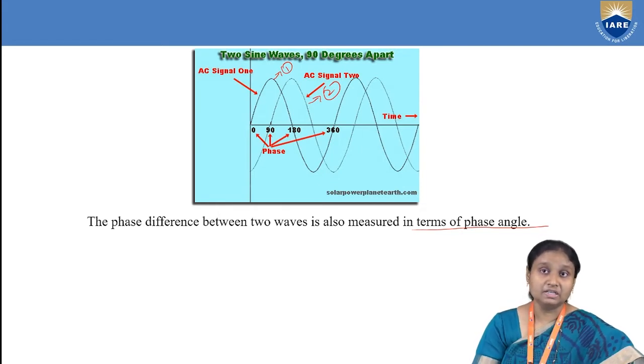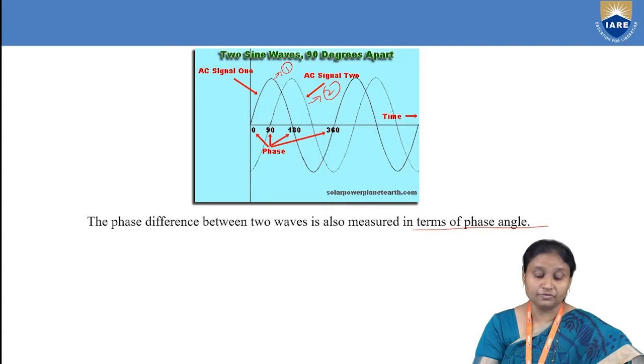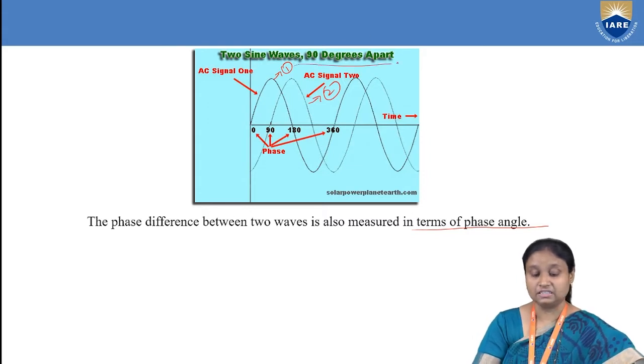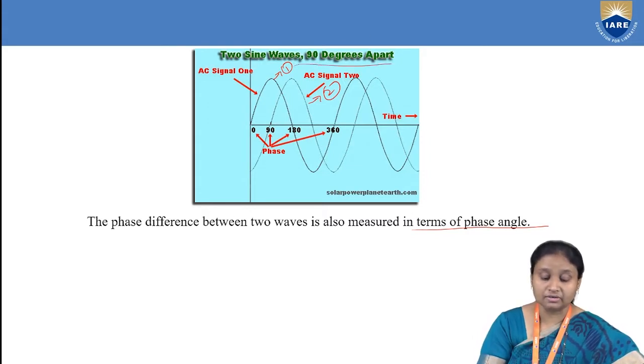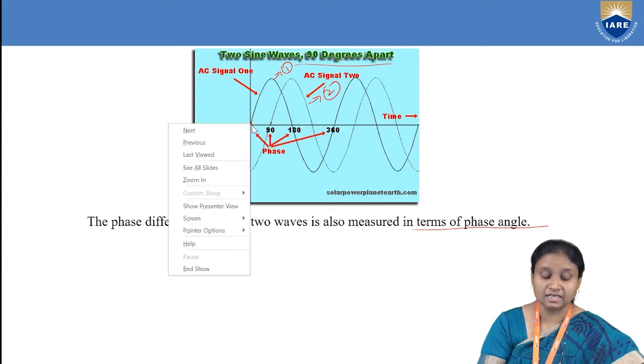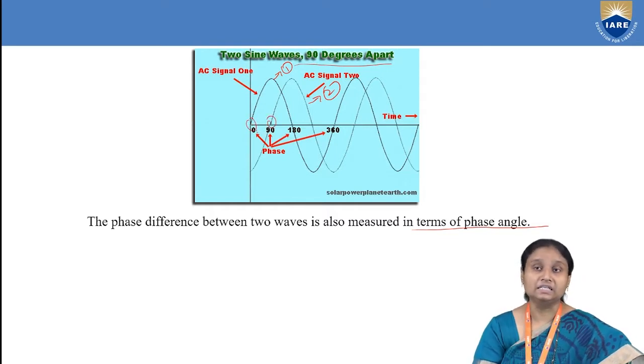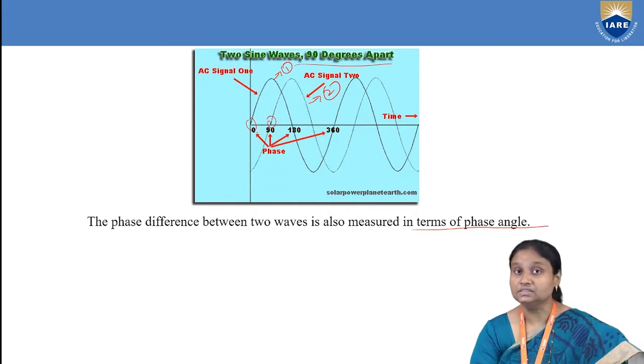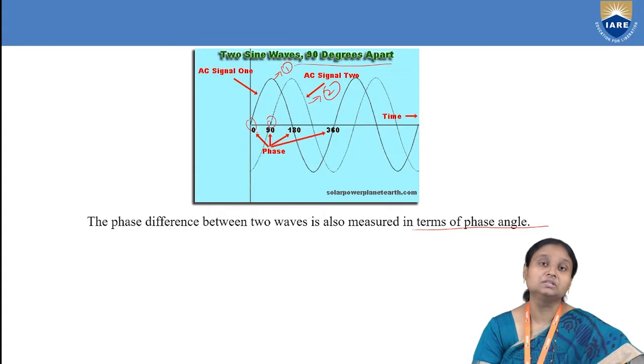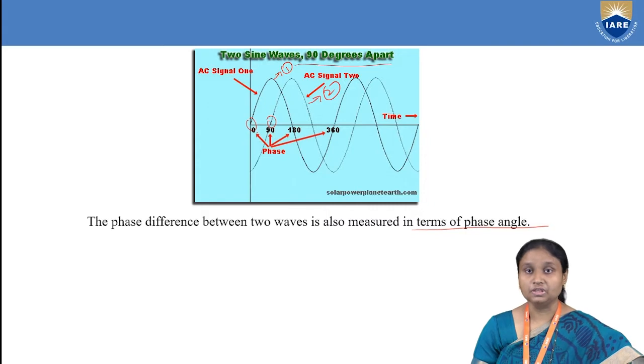What we have observed here is, with respect to their two positions, you will observe that these two waves maintain a phase difference of 90 degrees. The first wave has started from this position, whereas the second wave has started from this position. So with respect to angle, they maintain a 90 degrees phase difference. So we can measure the phase difference between two waves either in terms of time, or in terms of phase angle. This is how we find the phase difference between two waves.